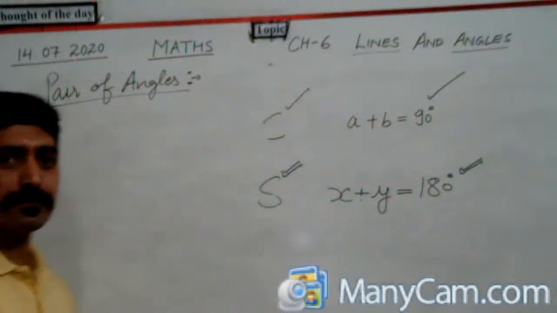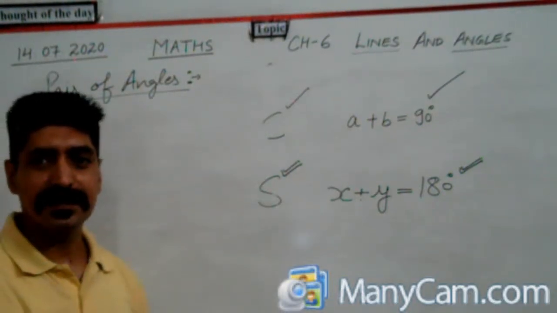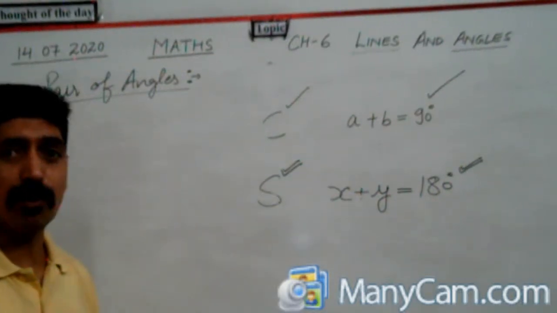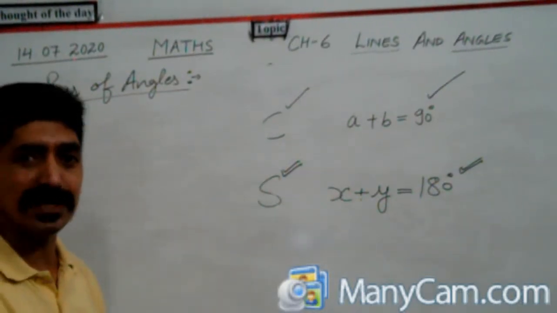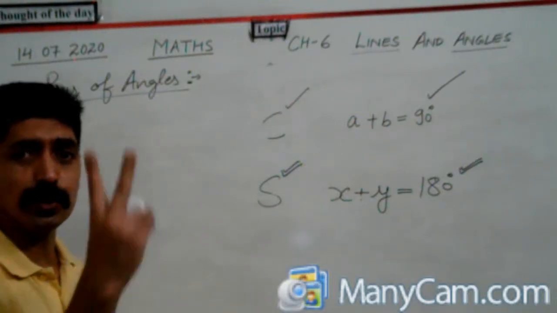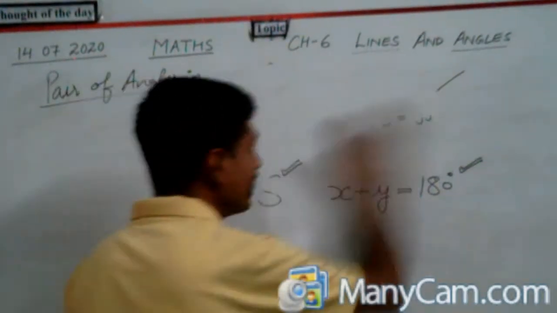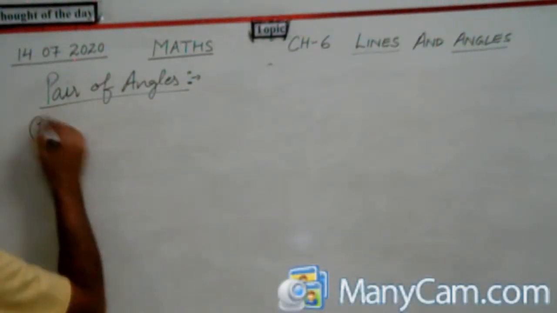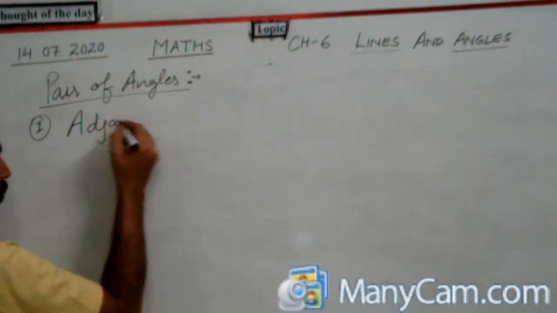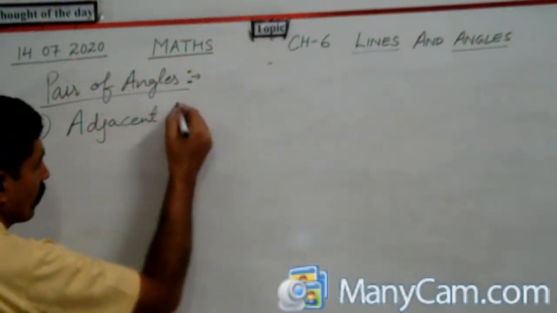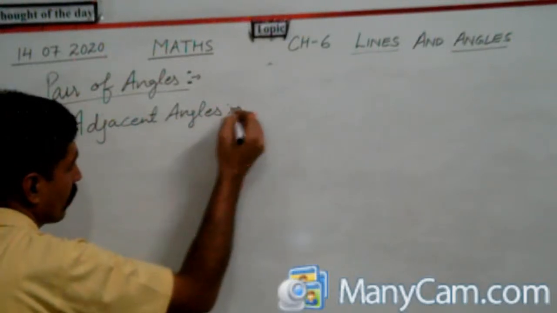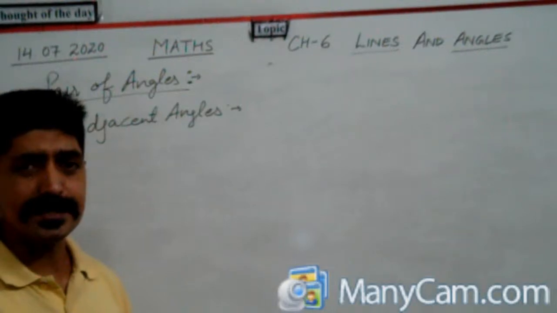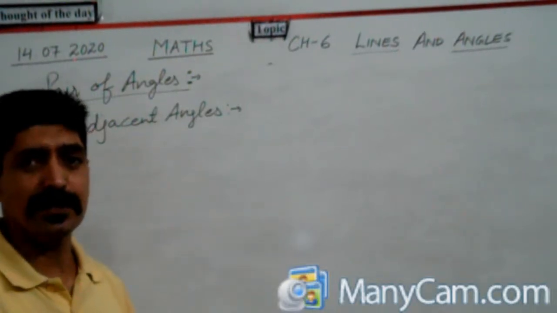Like we are talking about a pair of shoes, a pair of spectacles, right? So pair of angles. First we are talking about adjacent angles. When we are talking about adjacent, then we are talking about two angles. So adjacent angles: two angles are said to be adjacent angles if they share the common arm.